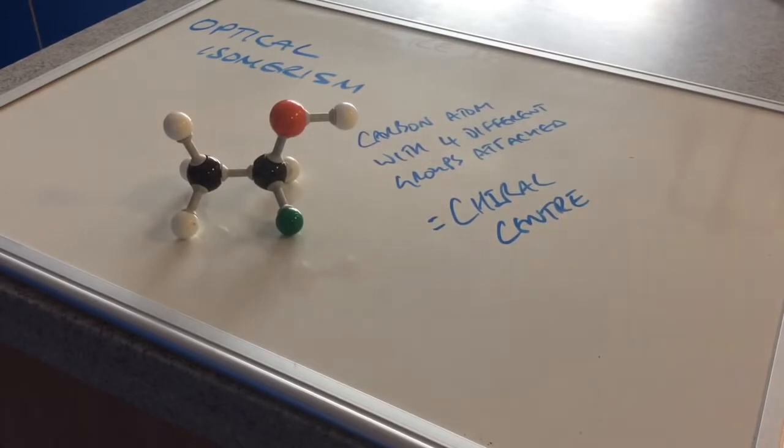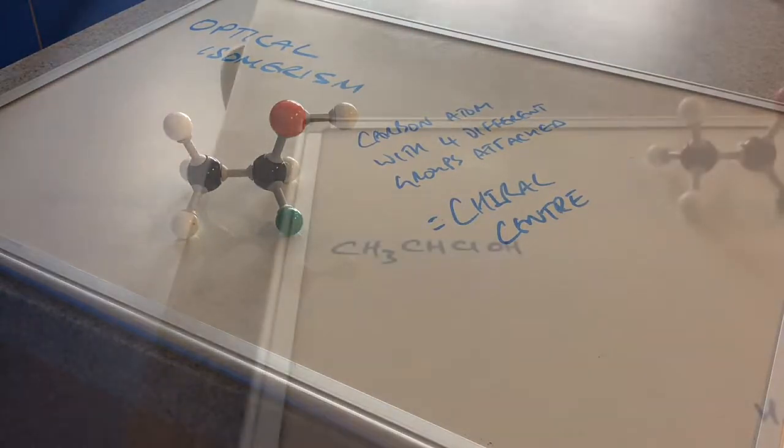Carbon atoms that have this feature are known as chiral centres, and that comes from a Greek word for hand, and the link this type of isomerism has with hands is the fact that your hands are also in effect mirror images of each other, and you can't superimpose them one on top of the other, because if you try, your thumb and your little finger are pointing in opposite directions.